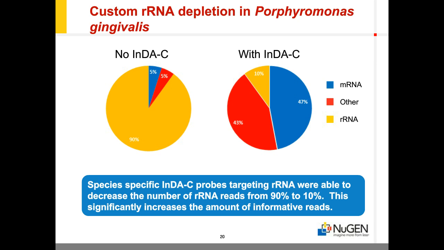The increased number of informative reads can allow greater multiplexing, significantly reducing sequencing costs. This also highlights the customizability of the workflow, which can be tailored to any organism or sample type.